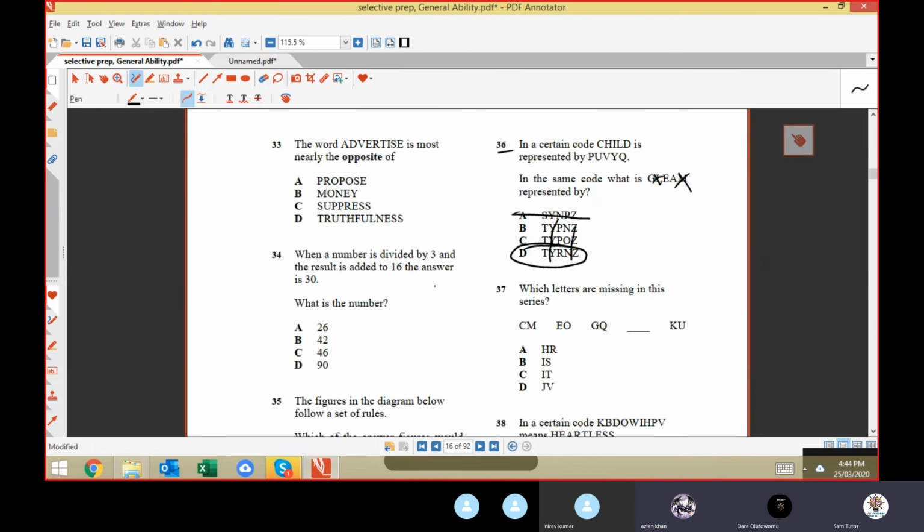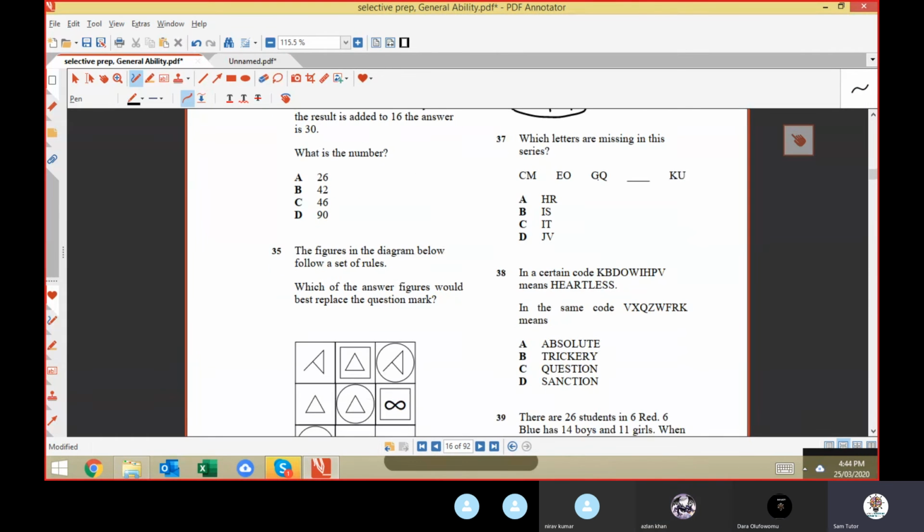All right. Number 37. That's going to be for you guys to do. It's skip one. C, D, E, F, G, H, I, J, K, and then M, N, O, P, Q, R, S. Easy.